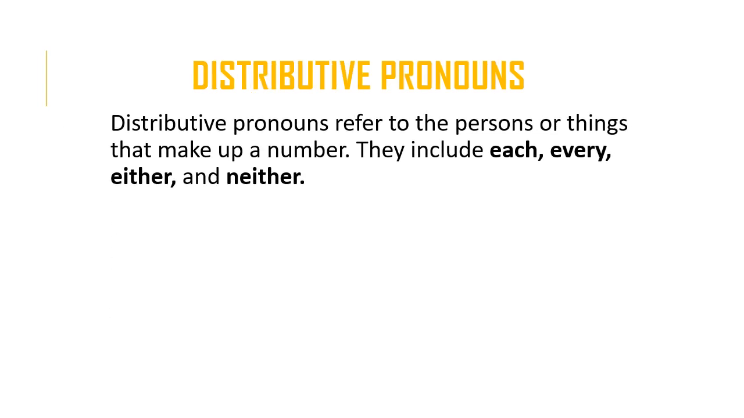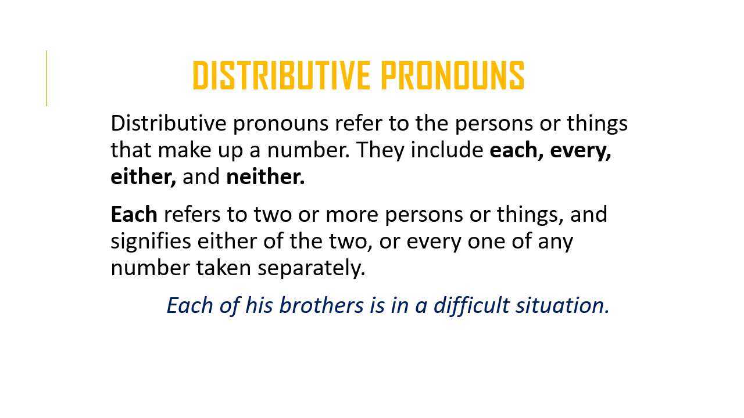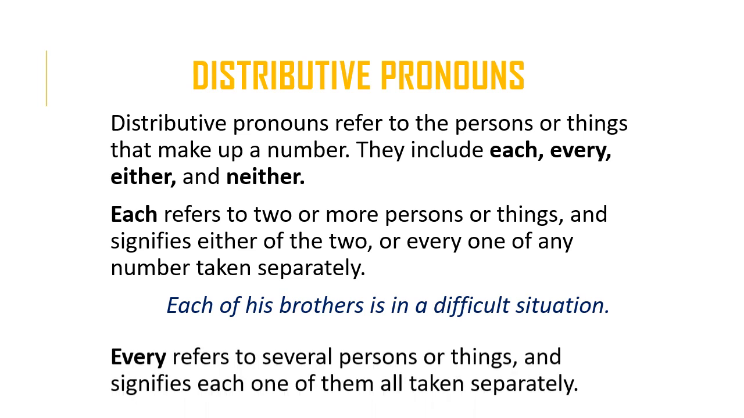Distributive pronouns refer to the persons or things that make up a number. They include each, every, either, and neither. Each refers to two or more persons or things and signifies either of the two or every one of any number taken separately. Each of his brothers is in a difficult situation. Oftentimes, students will say "are in a difficult situation" because they'll look at brothers. But no, the subject, the nominative, is each, right? And each is singular. So therefore, the verb has to follow the subject and also be singular.